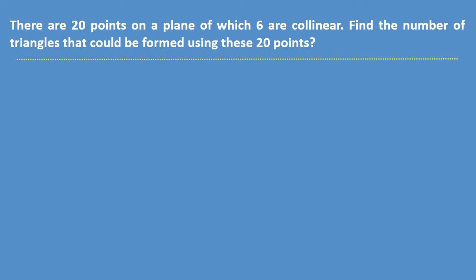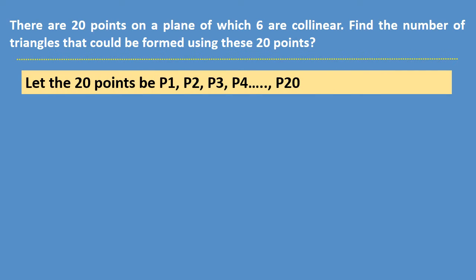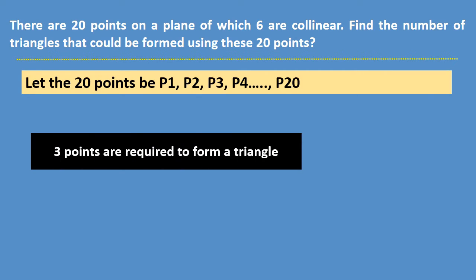Let the 20 points be P1, P2, P3, and so on up to P20. How many points are required to form a triangle? 3 points are required to form a triangle, be it isosceles, equilateral, obtuse, acute, right angle, or whatever. 3 points are required to form a triangle in this fashion.